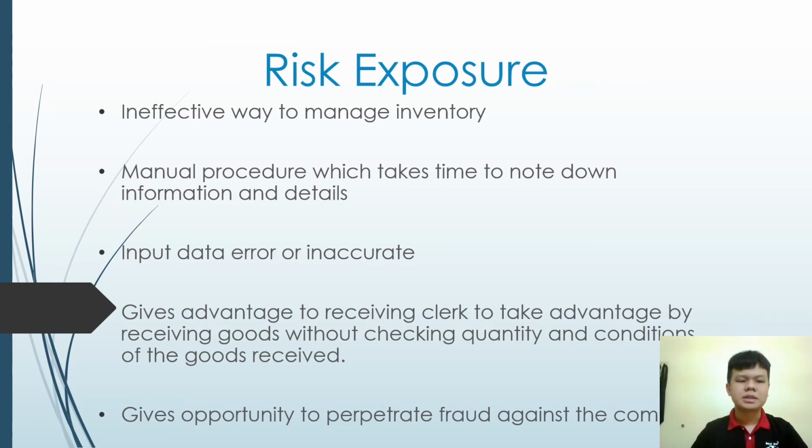So the fourth risk is that the receiving clerk receives a purchase order with details, quantity, and description of items purchased, which may let the receiving clerk take advantage by receiving the goods without checking the quantity and condition of goods, whether the quantities are the same and the items are in good condition.